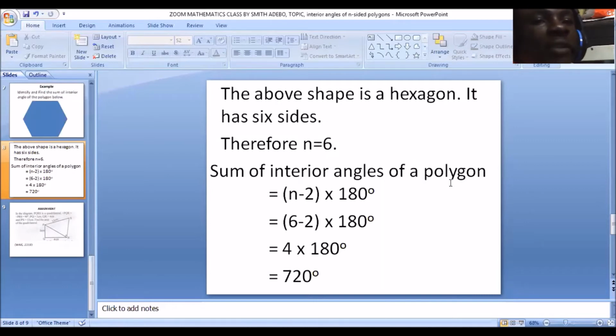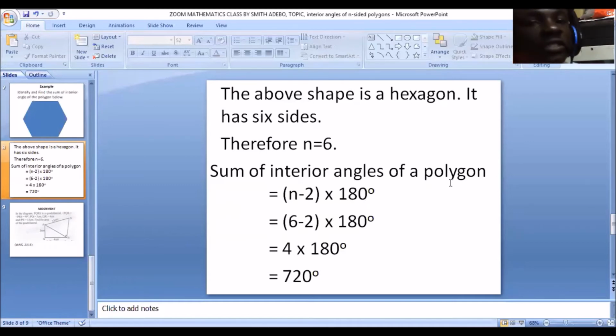Now 6 minus 2 times 180 degrees will give you the value for the sum of interior angles of this hexagon. Now 6 minus 2 gives you 4, multiplied by 180 degrees gives you 720 degrees. Now 720 degrees is the sum of interior angles of a hexagon.